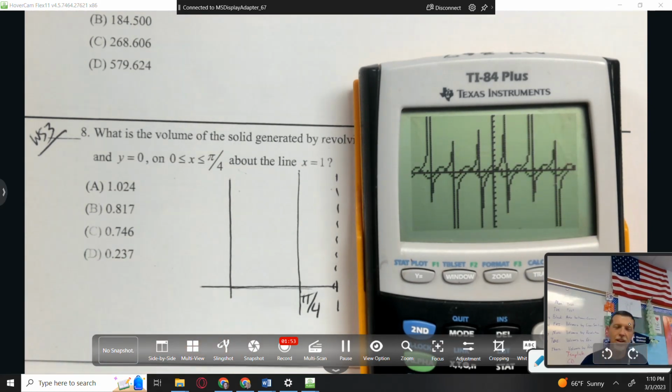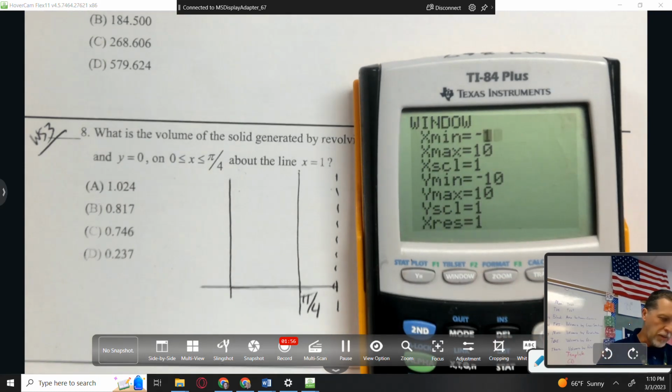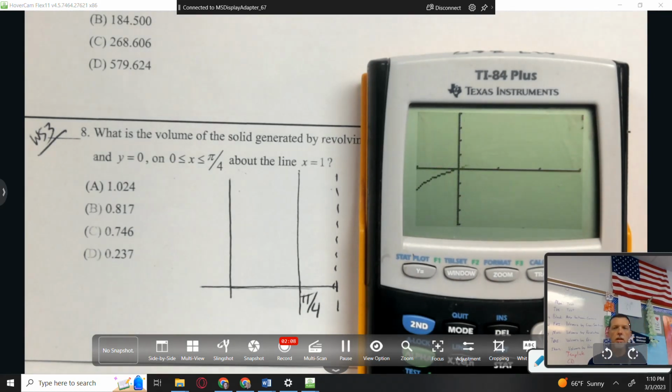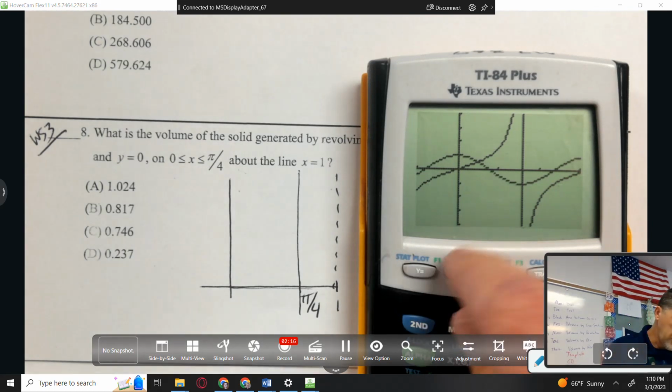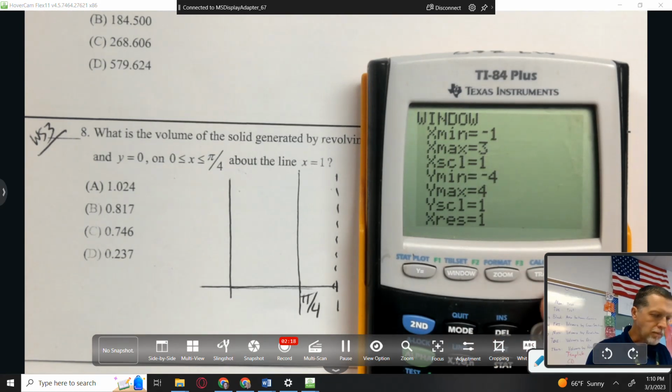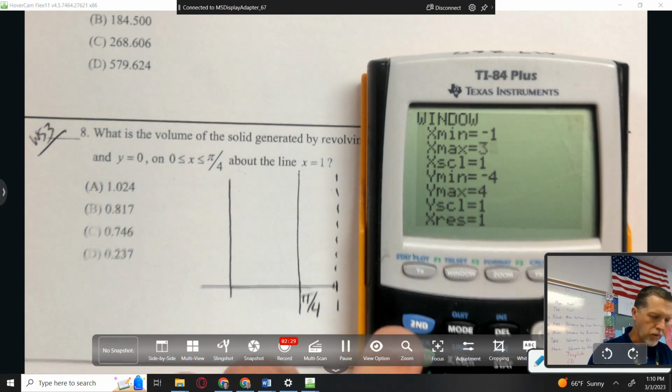Okay, that's too much. Let's go from -1 to 3 maybe. And I don't know how far up and down we need to go. I'm going to try -4 to 4. Okay. You know what? Let's go to pi. No, I don't want to go to pi. Maybe if I just go to pi over 4.